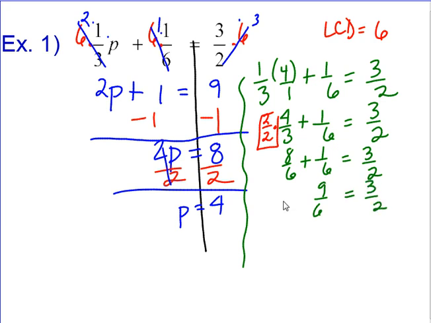We know 8/6 plus 1/6 is 9/6. And we can reduce 9/6 if we divide both top and bottom by 3, which is again a fraction equal to 1, so it doesn't harm it. And we see that both sides are exactly the same. So that means that our answer is p equals 4.